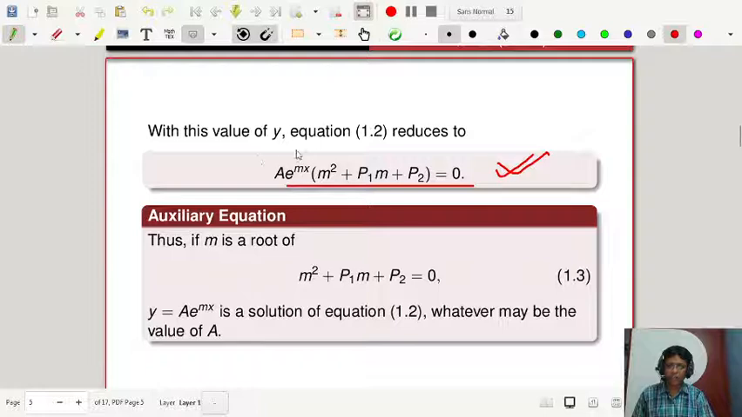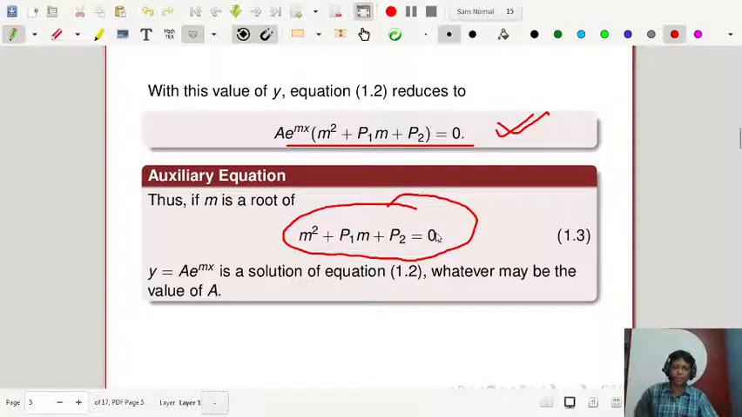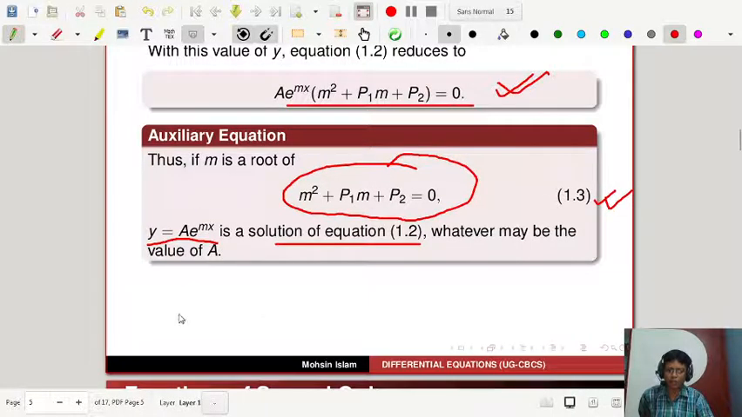An exponential function can never be 0, so you will arrive at this equation only: m^2 + p1 m + p2 = 0, equation 1.3. So if m is a root of this equation, y = a e^(mx) is a solution of equation 1.2, whatever may be the value of a. This solution is called the trial solution.